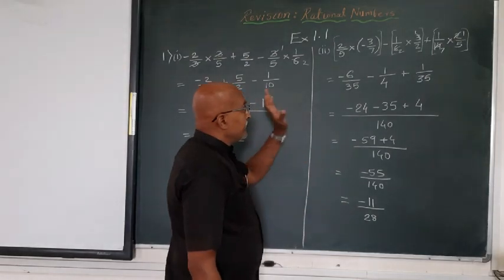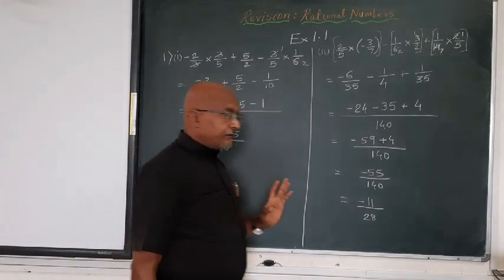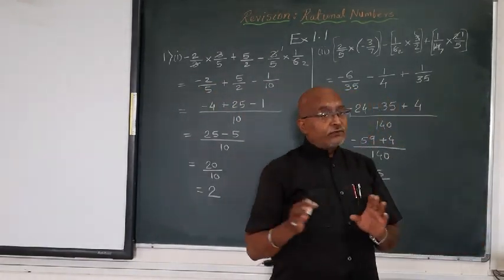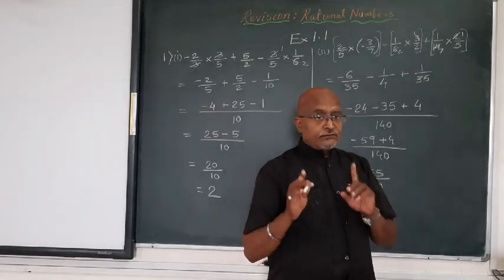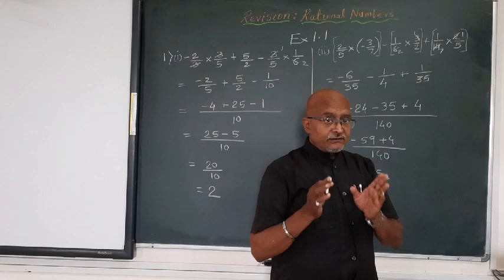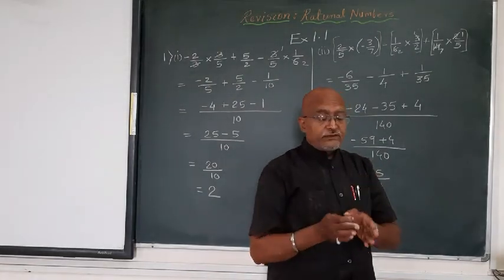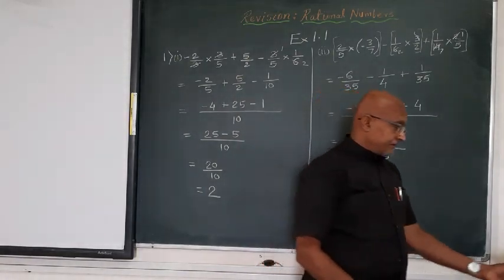So this way we have to solve. It is very easy to solve. Just you have to take care which sign we should act on. We cannot go for addition or subtraction first. You have to go for bracket, of, division, multiplication, then addition, and last subtraction.